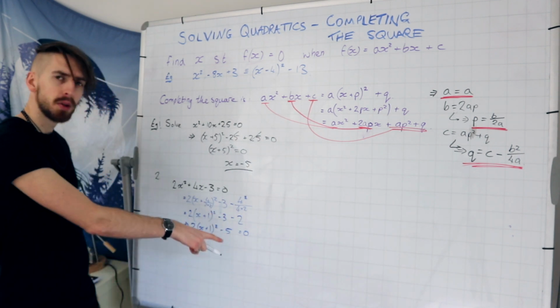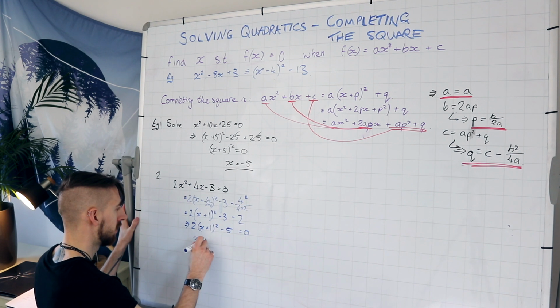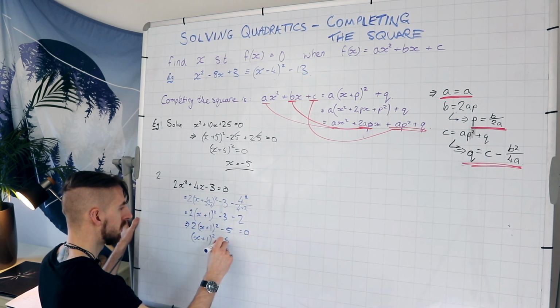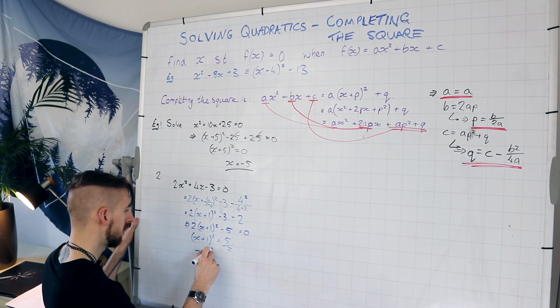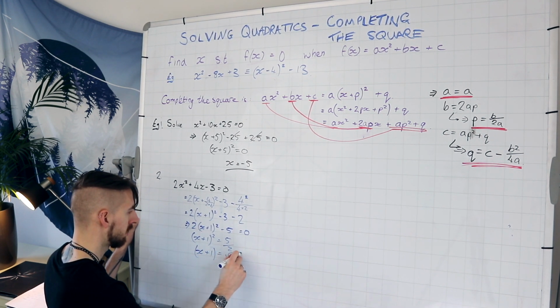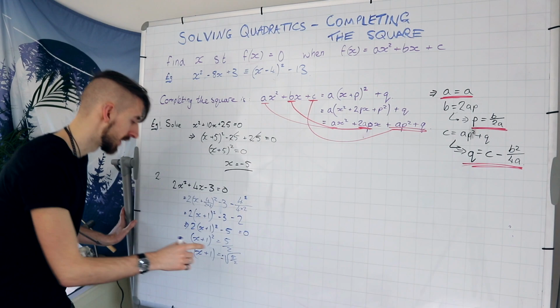Let's continue. This is equal to 0. What we're going to do then is simple rearranging. We've square rooted, so when we square root, we need to do the plus or minus now. We're doing A-level.